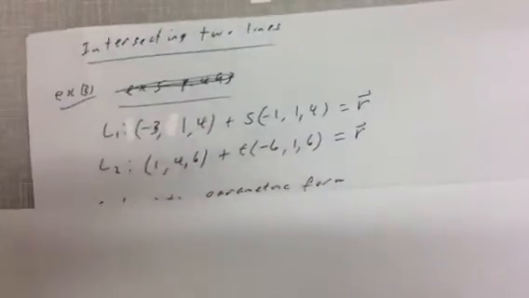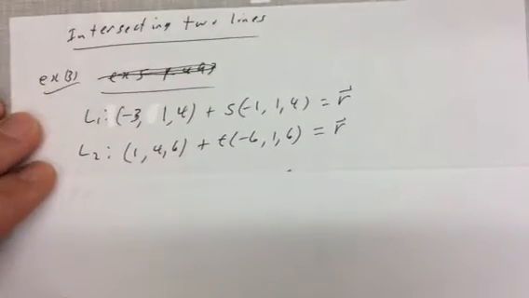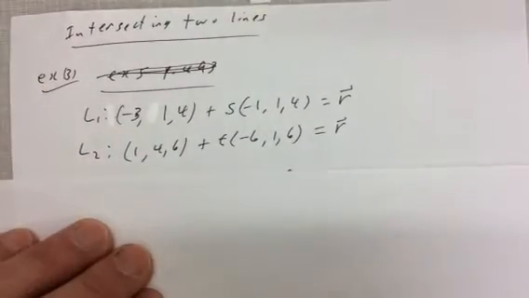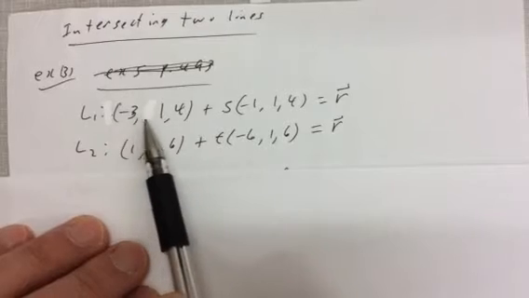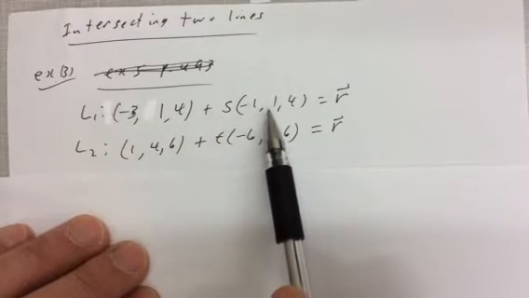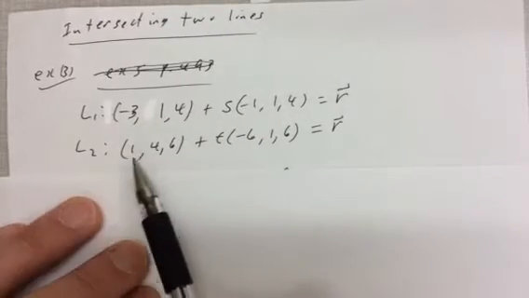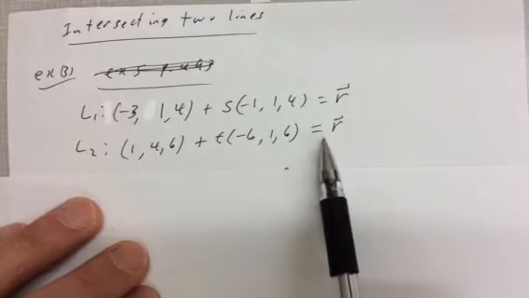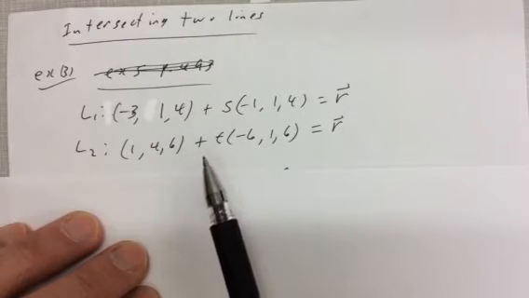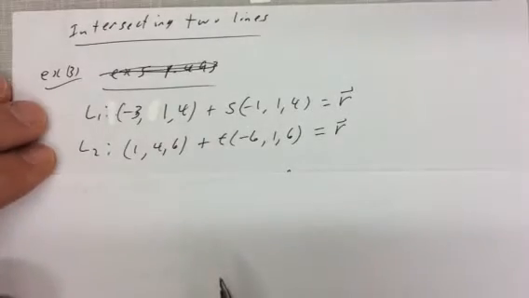And the last is the intersection of two lines. Okay, so let's take a look at the intersection of two lines. So we've got here two lines. Line 1 is this one here, -314 plus s times -114, and line 2 is given here as well. We want to find the intersection point between those two lines, if one exists.